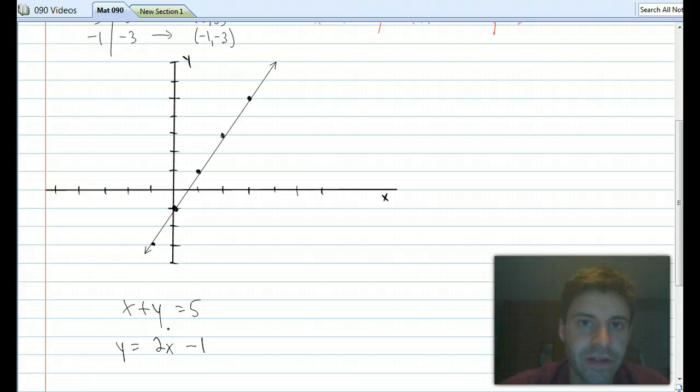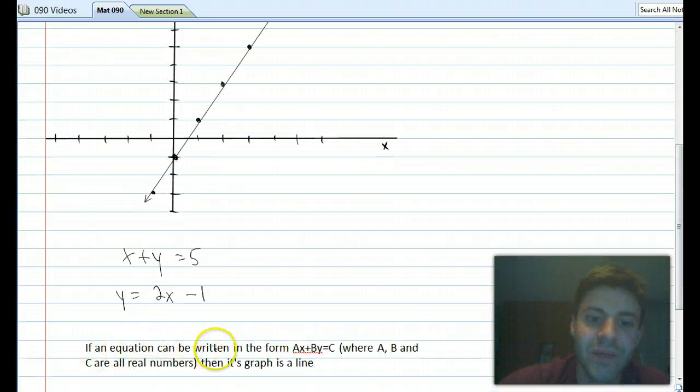To put this in fairly non-mathematical terms, if you have an equation that has one x in it and one y in it, and the power on x is the first power, and the power on y is also a first power, then the graph of that equation is going to be a line. To put that a little bit more mathematically, if an equation can be written in the form ax plus by equals c, where a, b, and c are all real numbers, then its graph is going to be a line.